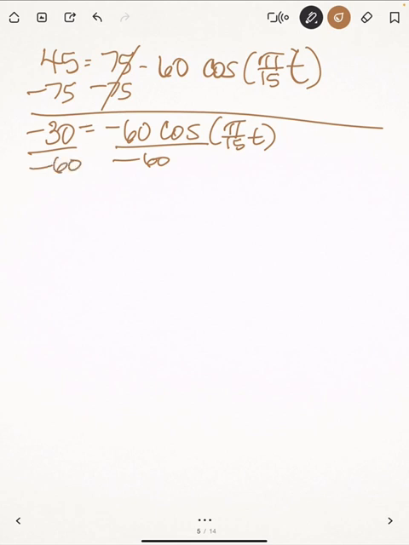When you get to this part, I know it may be tempting to leave it as a decimal, but remember the unit circle: we don't have decimals. We have whole numbers, fractions, and some expressions with radical signs in them. In this case, negative 30 divided by negative 60 gives us positive 1/2. And these cancel over here, leaving us cosine of pi over 15 t.